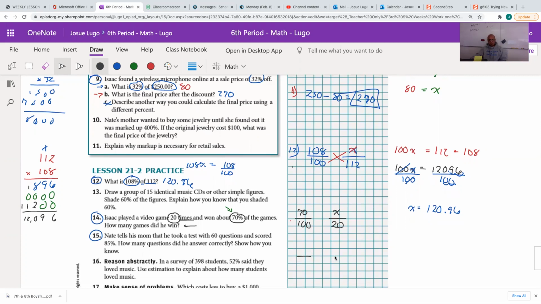Try setting it up on your own, assuming that you already tried. So pause this and try it on your own. Notice how we have 85%, so that's going to be 85 over 100. And he took a test with 60 questions, so 60 total questions, so that's 100% of the questions. If 100% is getting all 60 right, 85% is getting how many right? Same thing. We've set it up. So now we would just have to cross multiply to make an equation and then solve it.